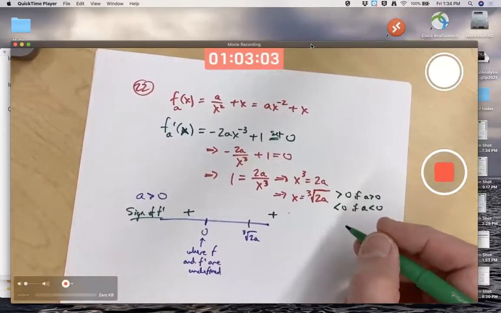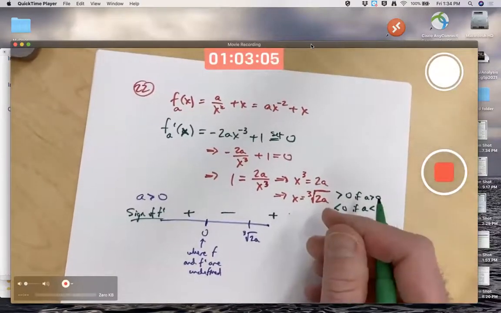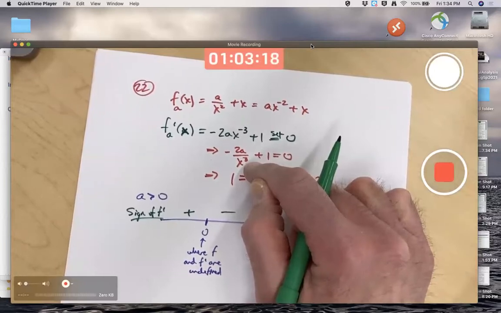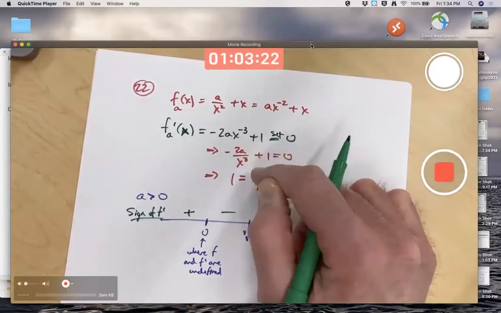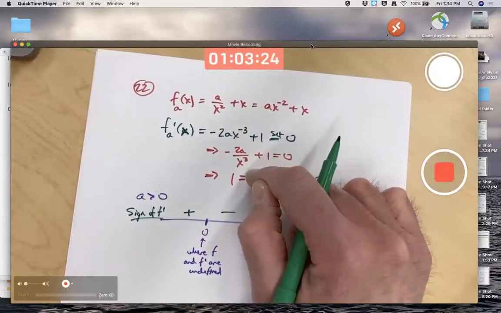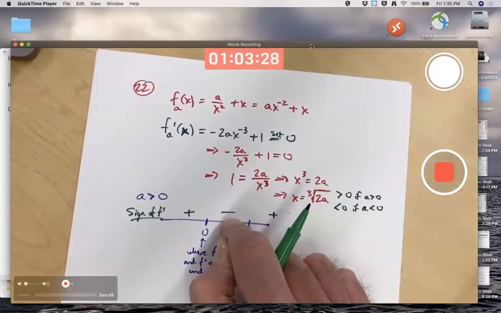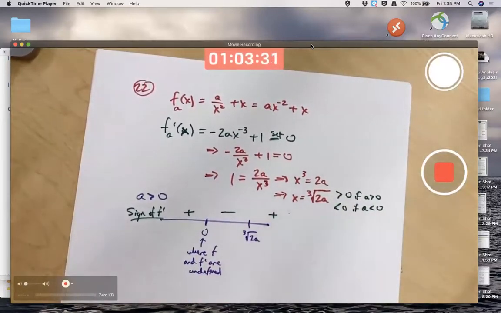Is it negative in here? Yes, it is. If you imagine a is fairly large and you plug in a small positive number for x, like 0.1, say, 0.1 cubed is really close to 0. 0.1 cubed would be 0.001. A negative number divided by a very small positive number is a large negative number. Plus 1 is going to be negative. f prime is negative in here. That's a tricky kind of reasoning, but it is valid.